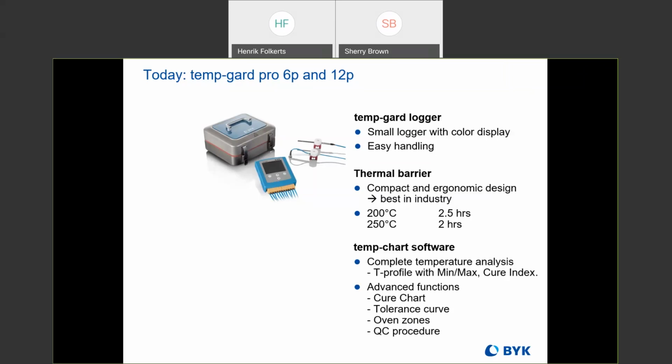And it also comes with the Temp Chart software, which gives you complete temperature analysis. It gives you a temperature profile with min-max temperatures that each probe has reached, cure index, things like that. And it also has some advanced functions such as a cure chart, tolerance curve. You can set up oven zones if you have an oven with multiple zones, and you can also set up a QC procedure. And when we get to the software demonstration, Ray is going to show you a few of those things.